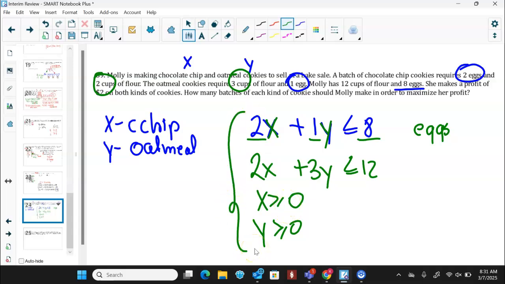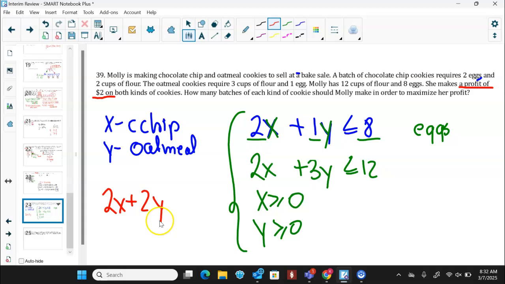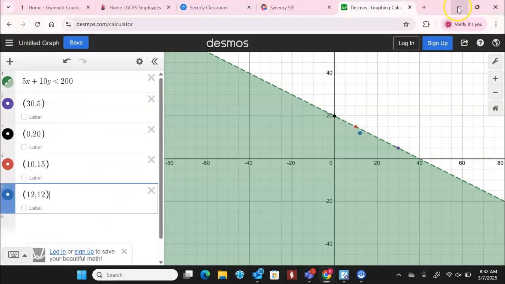Okay. All right. And then lastly, we're going to plug that in in just a second. And then we are going to create a profit equation, which has to do with money. So the money part right here says the profit of 2 on both kinds of cookies. So that would mean 2x plus 2y. It's your profit, okay? So now let's go back to Desmos right here very quick.